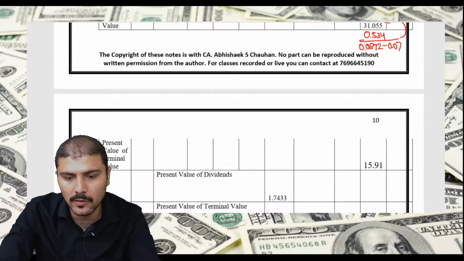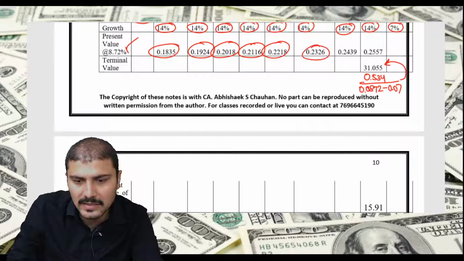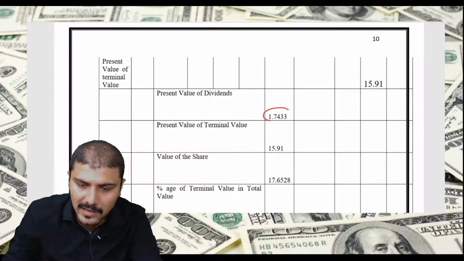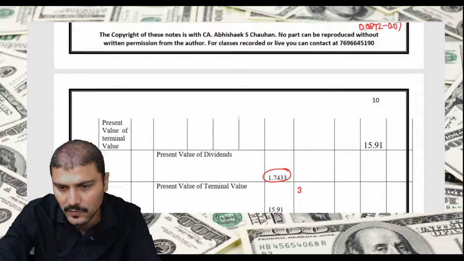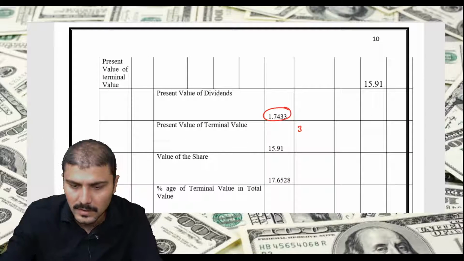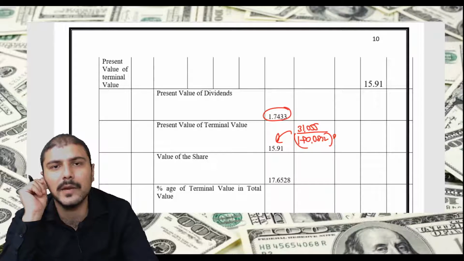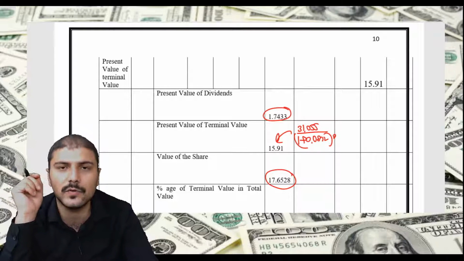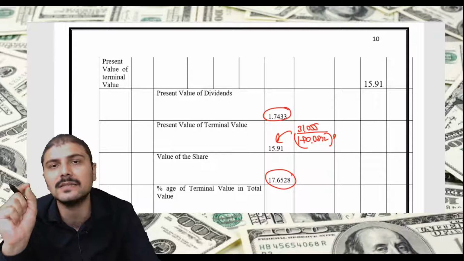If you discount these separate dividends at 8.72, then you will get these present values separately. If you add them up, then the total present value of the separate dividends will be this much. Then the present value of 31.055, that is the terminal value for the 8th year, divided by 1 plus 0.0872 raised to power 8, gives the value of 15.91. So what is the value of the stock? First of all, your share is 17.6528.